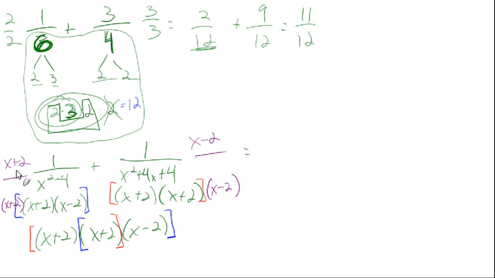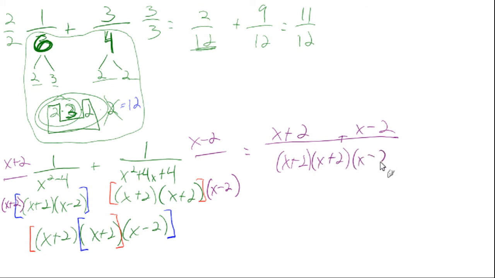Okay, so now we get x plus 2 plus x minus 2, and it's all going to be over the common denominator, of course: x plus 2 times x plus 2 times x minus 2. And let's just put together any like terms. x plus x is 2x. 2 minus 2 is 0. So we get 2x over x plus 2 times x plus 2 times x minus 2.